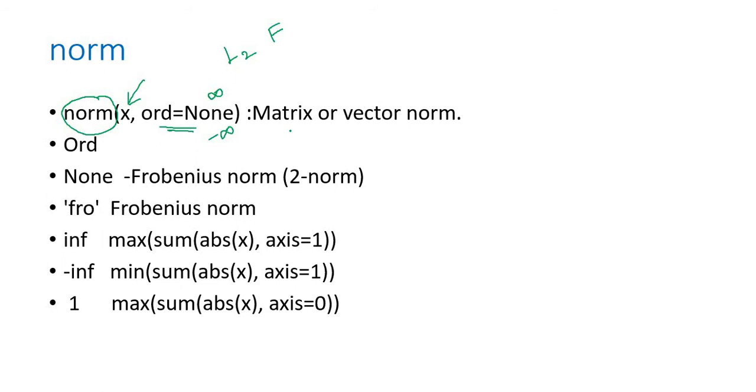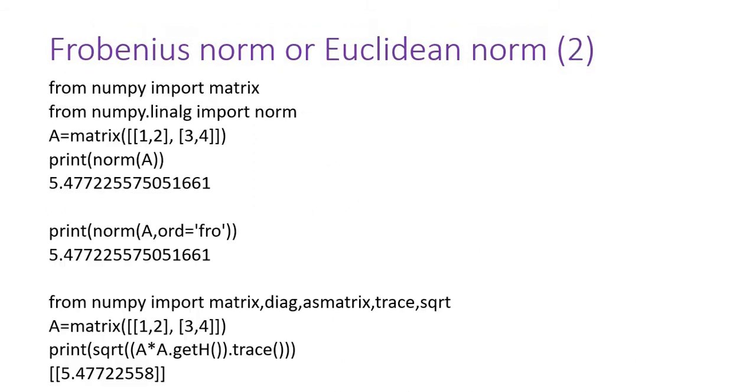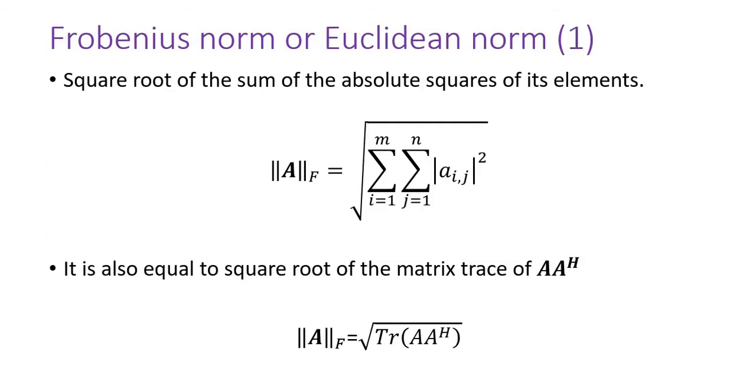Okay, if you specify Fro also, it will calculate the Frobenius norm. So just a quick theory behind the Frobenius norm. If I have a matrix, say for example I took some matrix A: 1, 2, 3, 4.